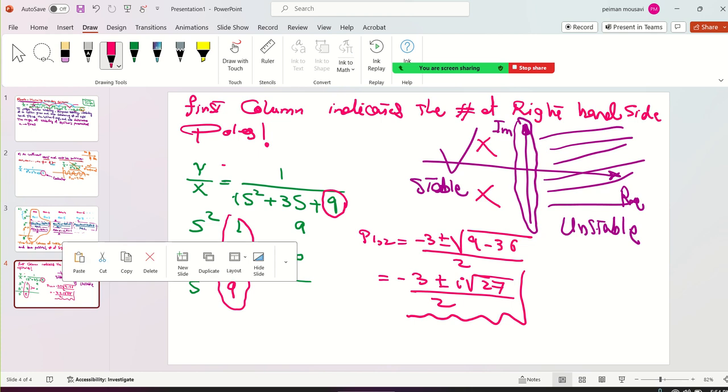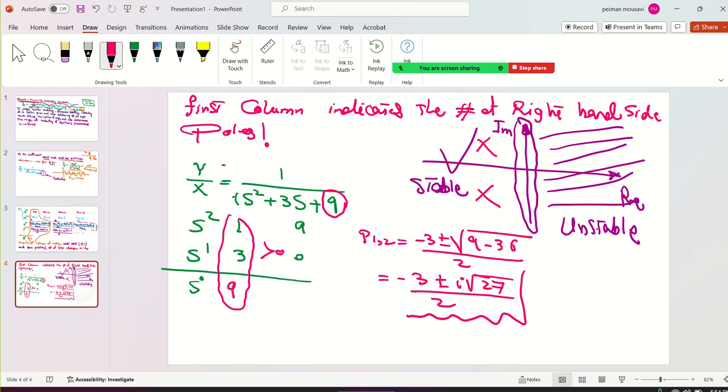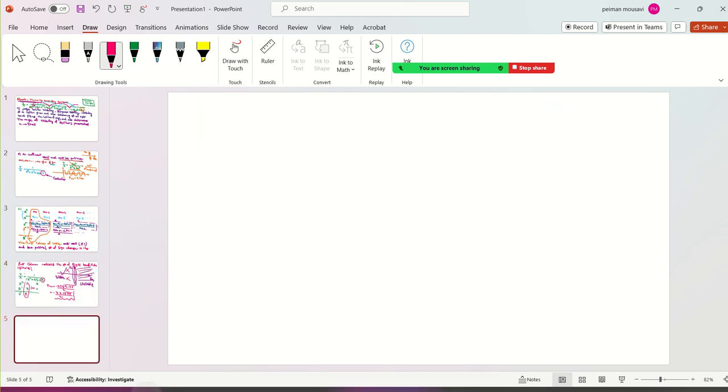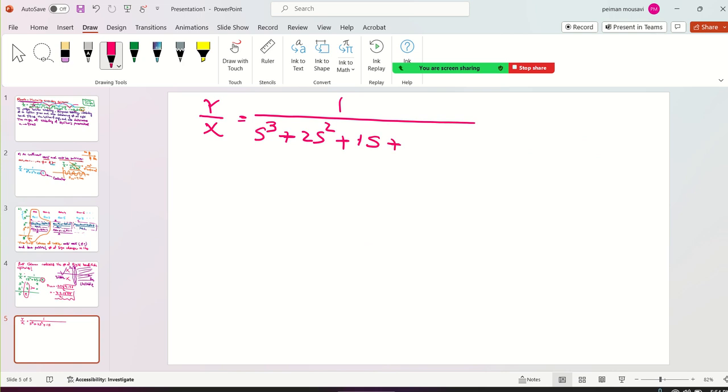Let's go for a little more higher orders. So y over x closed loop transfer function, suppose this is 1 divided by s cubed plus 2s squared. This is very random I'm writing, okay? And 1s plus 5.